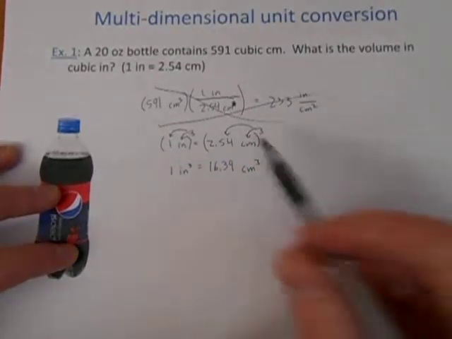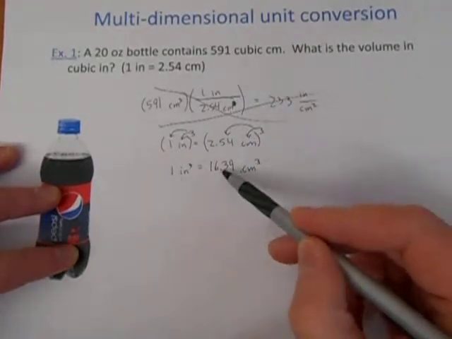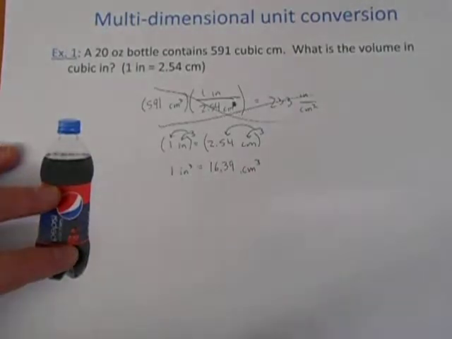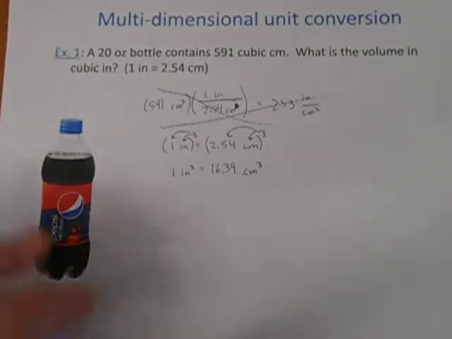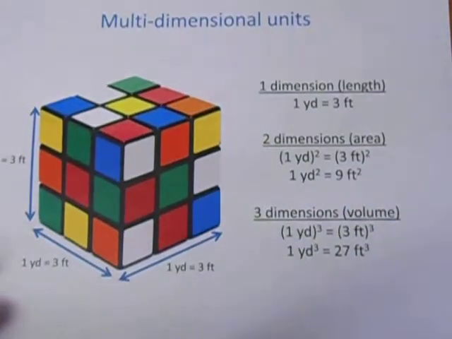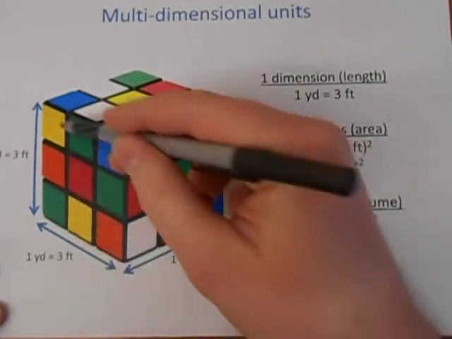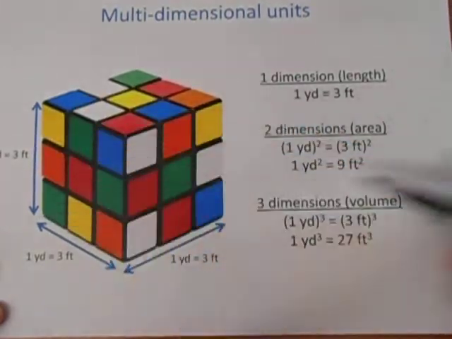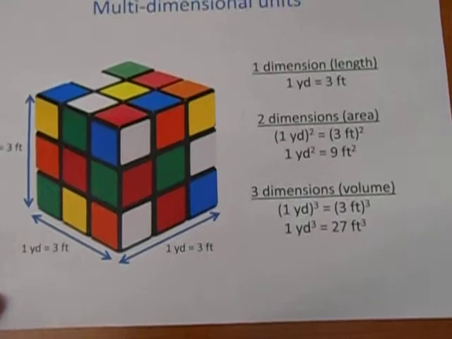Okay. Once we have this appropriate conversion factor, then we can use it, take our 591, divide by 16.39, and that will give us our actual correct cubic inches. Alright, and just a simple visual to illustrate that, obviously, if we're dealing in 1 dimension, 1 yard is 3 feet. If we're dealing in 2 dimensions, 1 square yard is 9 square feet, and then 1 cubic yard would be 27 cubic feet.